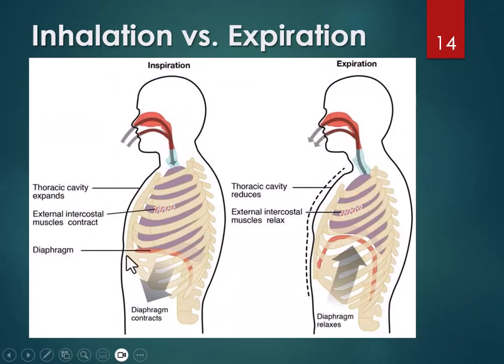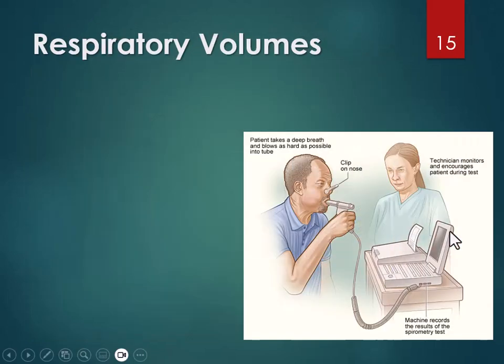This is a side view. When you contract your diaphragm, it pulls it down. Notice the cavity got bigger. When you relax your diaphragm, the cavity got smaller. When the cavity gets bigger, pressure goes down, so air comes in. When the cavity got smaller, pressure goes up, so air goes out. Now you can measure this, like I said a few minutes ago, with a machine called a spirometer.